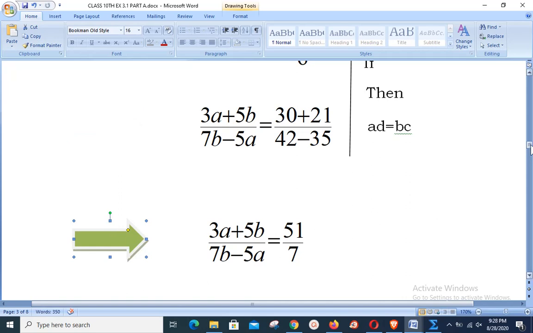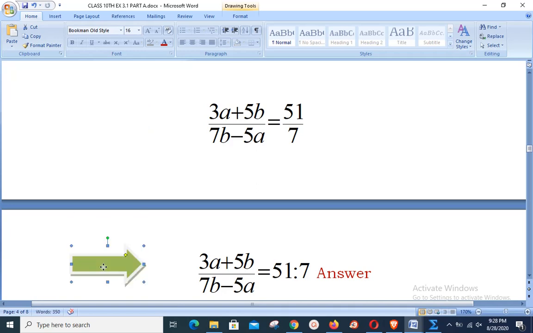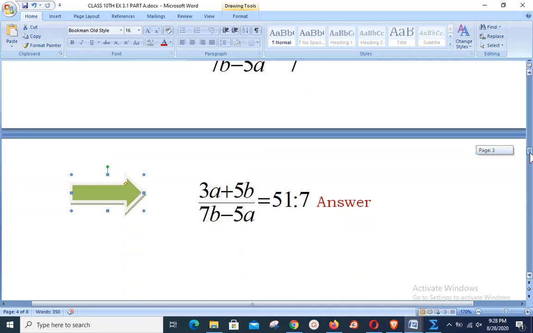You already know that 51 over 7 can be written in the form of a ratio as 51 ratio 7. So finally we calculated the result: 3a plus 5b over 7b minus 5a is equal to 51 over 7. We may write 3a plus 5b ratio 7b minus 5a is equal to 51 ratio 7. That makes the answer complete.